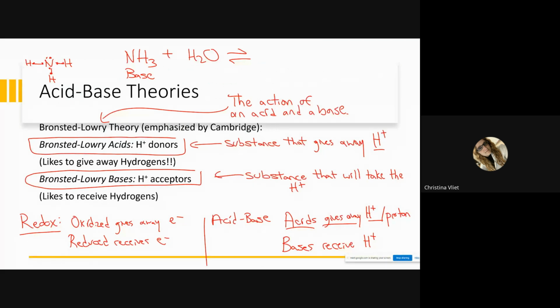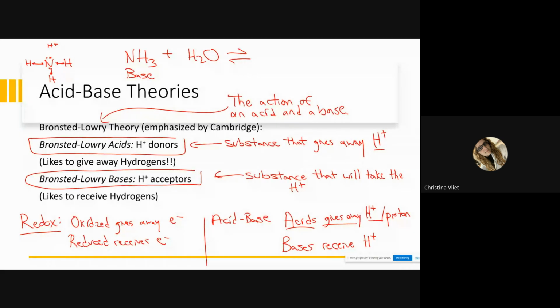H plus approaches, right? I'll write that at the top here. What makes ammonia able to receive that H plus? I want you to think about it. Ammonia can take on that H plus into itself. Why? That H plus has no electrons.